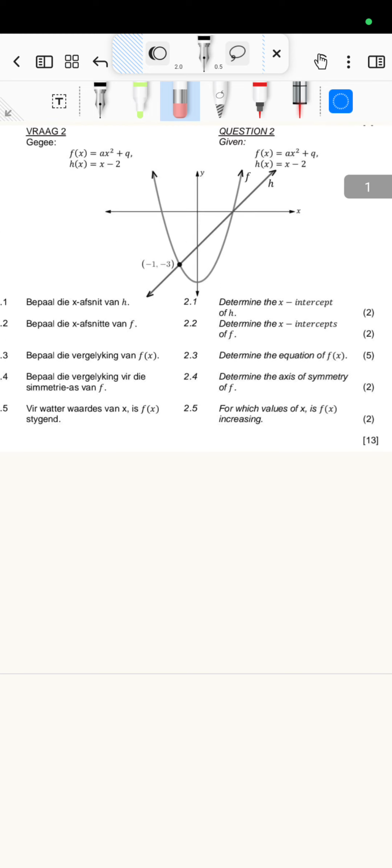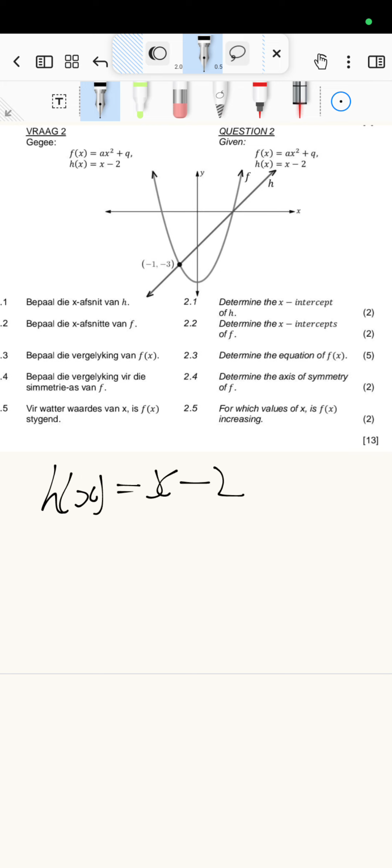So over here, the first question, find the x-intercept of h. They gave us that equation. That's nice. So we're going to say h of x is equal to x minus 2. So this is a linear function. You know it's linear because the exponent on the x is a 1. So here there's a 1 as an exponent, right?